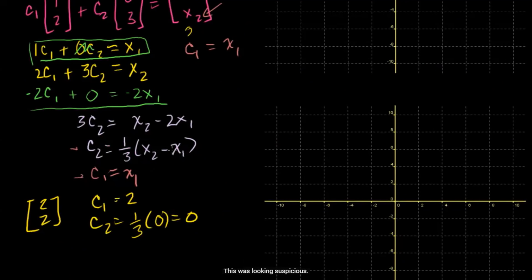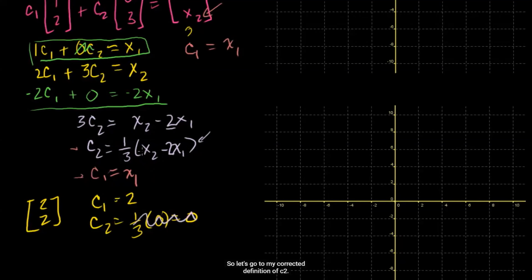Oh, I just realized this was looking suspicious. I made a slight error here, and it was good that I actually tried it out with real numbers. Over here, when I had 3C2 is equal to x2 minus 2x1, I got rid of this 2. There's a 2 over here. I divide both sides by 3. I get 1/3 times x2 minus 2x1. So that's why I was like, hey, this is strange. I have to take a moment of pause.